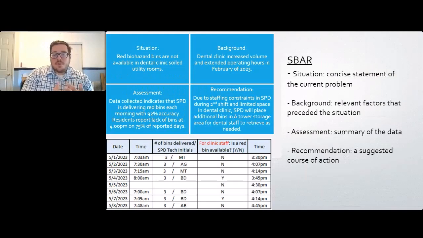So we're going to go through a little bit of what an SBAR could look like. There's not too many rules with an SBAR. It's a pretty flexible format. But one important thing is it all should fit on one piece of paper.